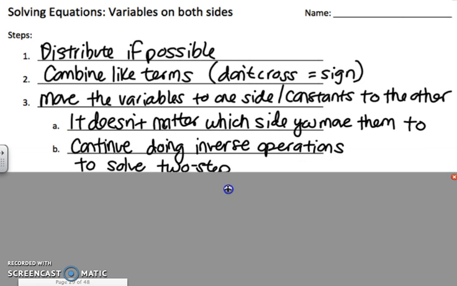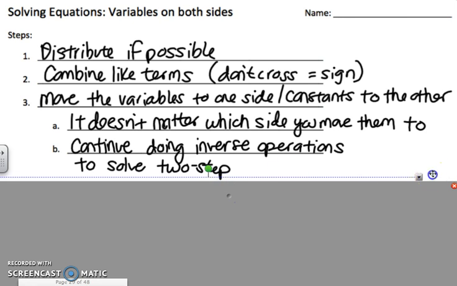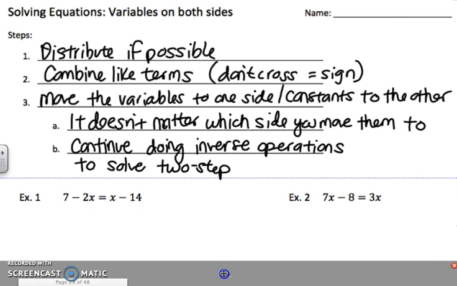But once you've done that, you're going to continue to do inverse operations. So, you know, if it's multiplying, you're going to divide. If they're adding, you're going to subtract. So you're going to do that to your two-step problems, which we know how to do. So if you need to keep copying that down, feel free to press pause. But I'm going to go ahead and move to example 1.